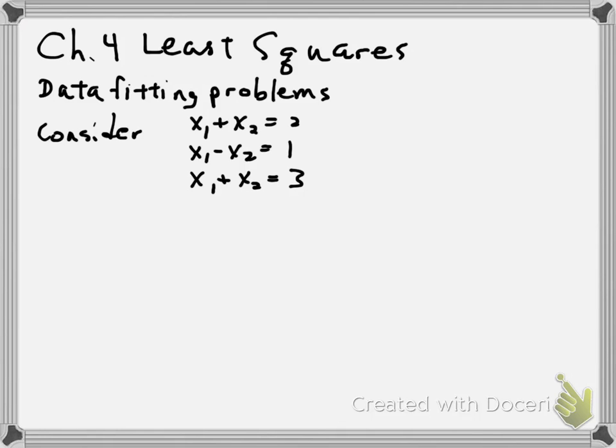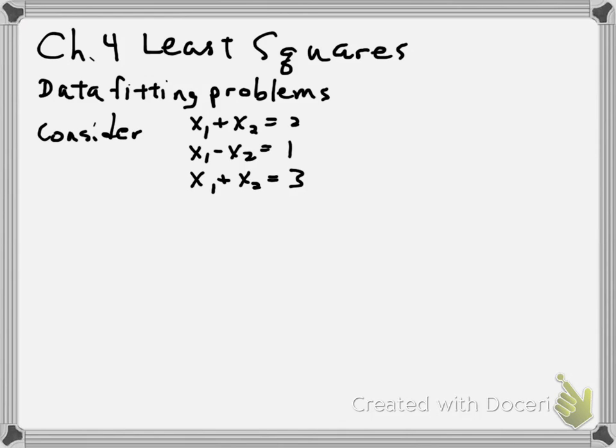Hopefully it is obvious that this system is inconsistent. That is, there's no solution. If you look at equation 1 and equation 3, there's no way that x1 and x2 could satisfy both equations 1 and 3. So this is certainly a problem that has no solution. Remember from linear algebra that for any linear system, we have 3 scenarios: no solution, exactly one solution, or infinitely many. All right, so since we don't have an exact solution, what can we do?